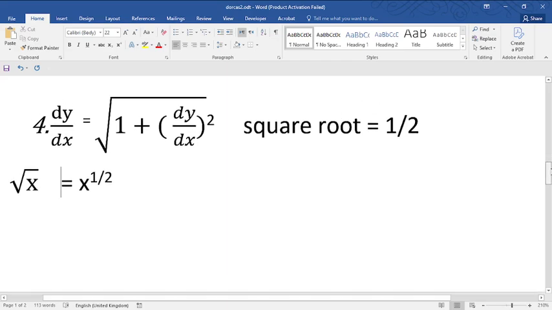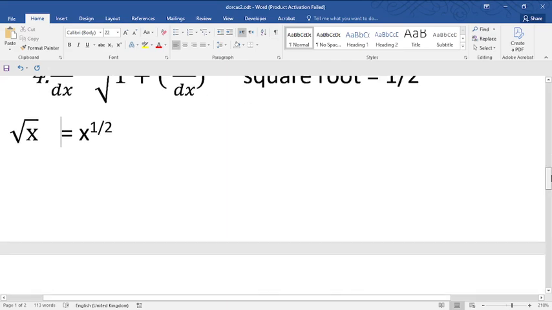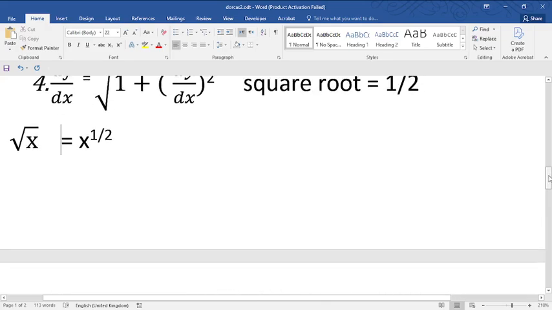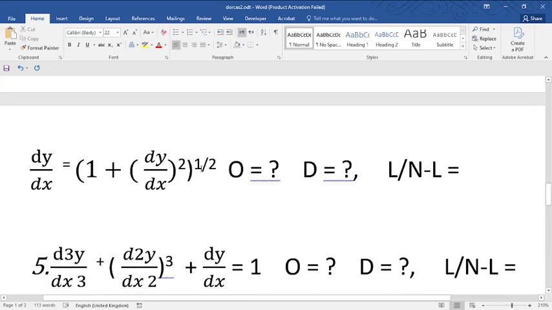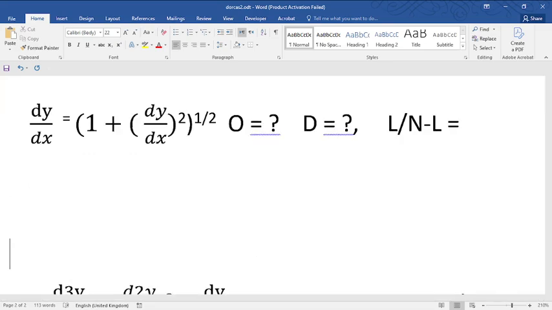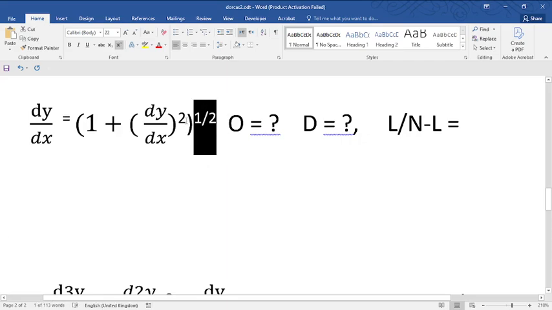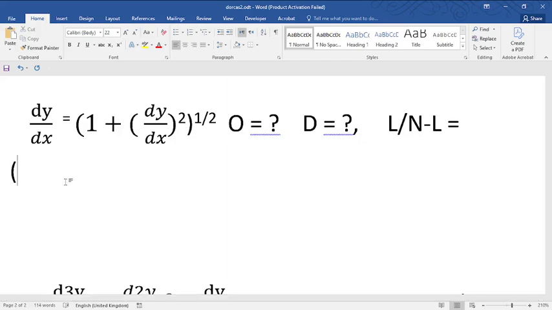All what you are having inside the square root is 1 plus bracket open the dy dx, all to the power of 2. So you just have to transform the square root into power, and then it is going to be equals to what? It is going to be power of 1 all over 2. And already here we are having to the power of 2. Power of the power. If you are having something like bracket open x to the power of 2 bracket close, and then to the power of 2 again.